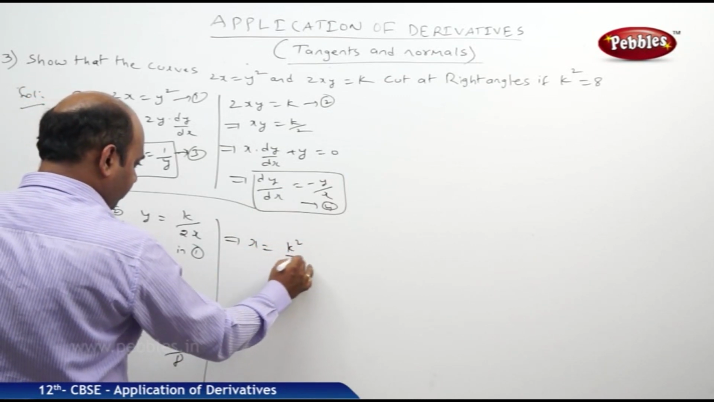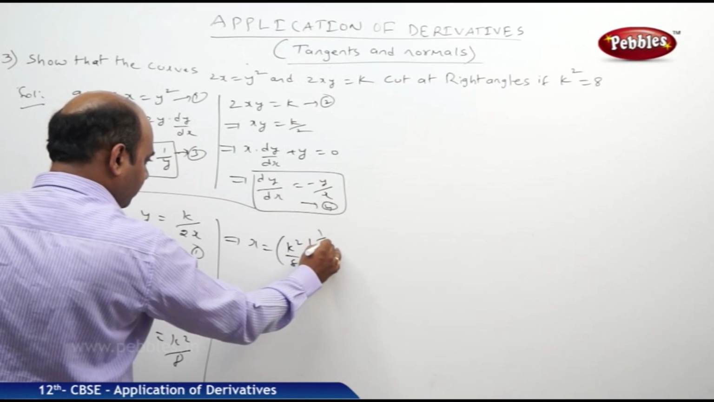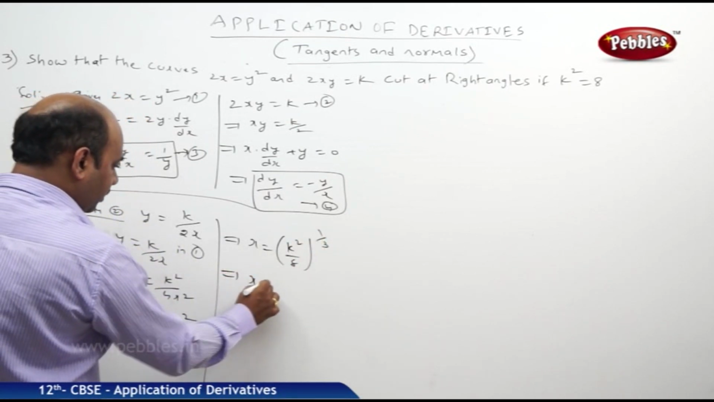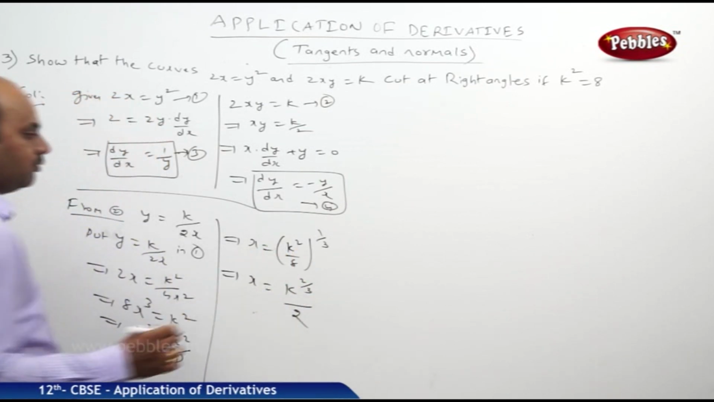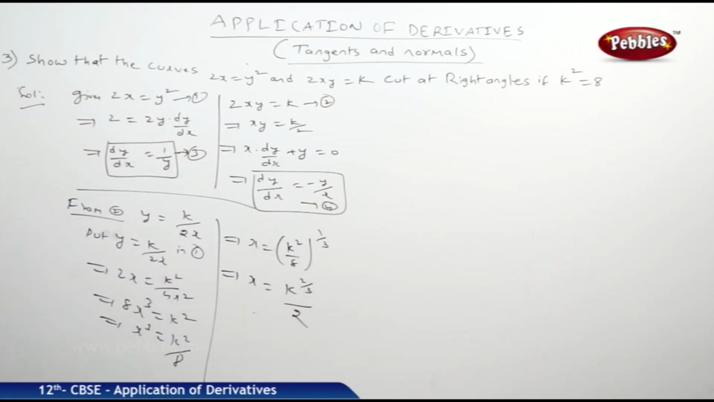(k square by 8) whole power 1 by 3. So, finally what I am getting? x is equal to k power 2 by 3 by 2. Why? Because 8 power 1 by 3 is 2.